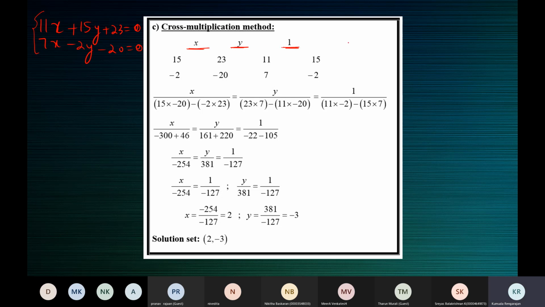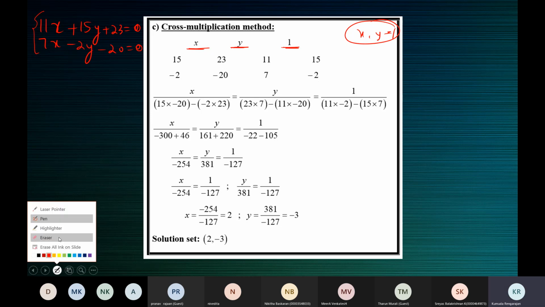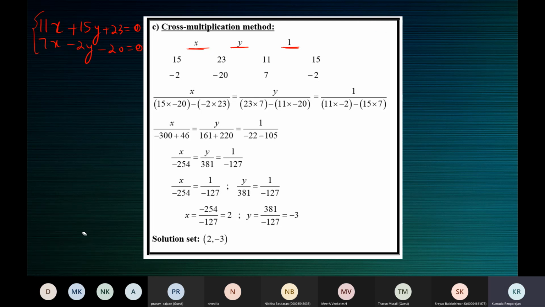These are the headings. See, the alternate heading is x, y and minus 1. I'll tell you when it is minus 1 in the next class. X, y 1 or x, y minus 1. I'll tell you when it is x, y minus 1 in the next class. So this is x, y and 1.